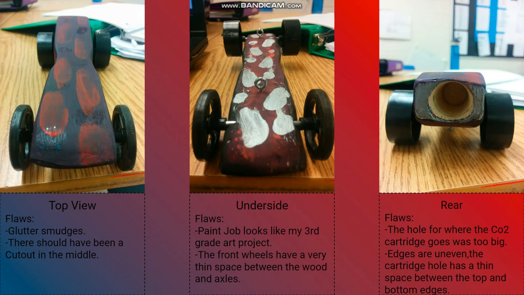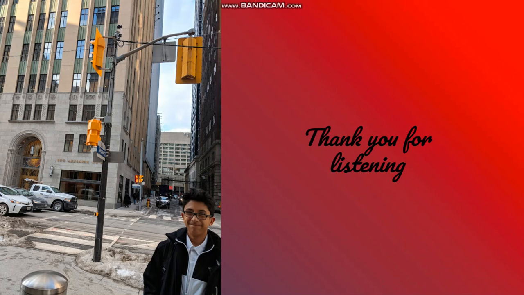Moving on to the rear of the car, or what I like to call where the magic happens, emphasis on the magic there. There were two flaws that were bothering me. One was that the hole that I drilled for the CO2 cartridge was too big. The second flaw I noticed was that the edges surrounding the hole were very sloppy. They seemed very uneven and just offset the whole rear end of the car. And those are all the things that I think I could have definitely paid more close attention to. And I think that's all the time I've got for today.